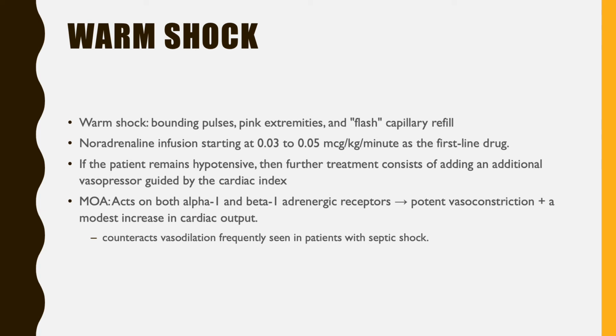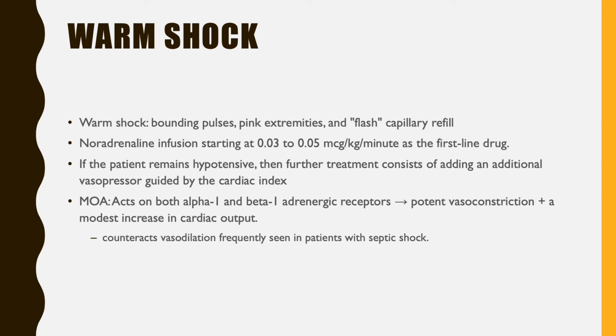So in terms of warm shock, these are patients with your classic distributive shock. They are hypotensive, but you find that they have bounding pulses, flushed or pink extremities, and flash capillary refills. In these patients, your primary problem is that you have these leaky, dilated capillaries. What we need here is to get adequate systemic vascular resistance so that we can have better perfusion to our peripheries.